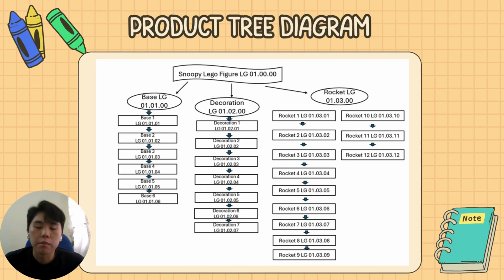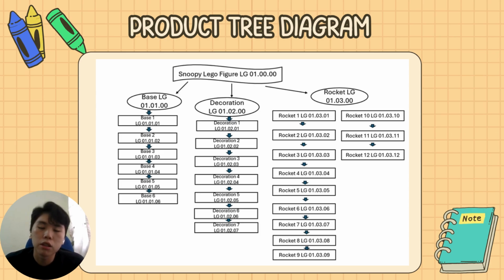So this is the product tree diagram. Basically, the 25 components are divided into three categories. The first one is base Lego, named as 01.01. The second part is decoration Lego, named as 01.02. And the third part is rocket Lego, named as 01.03. For the first part, base Lego, there are six parts, which are base one until base six. So the part numbers for this category are LG 01.01.01 until LG 01.01.06.